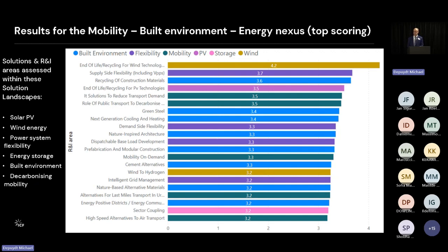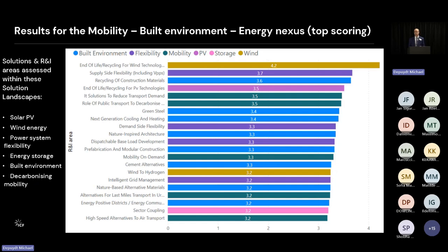But what you can see, and I hope maybe you can read it, the top is actually end-of-life recycling for wind turbines. So here, again, a longer-term perspective, wind turbines that were deployed in the 80s, 90s, huge growth over the last 10, 15 years. Those are going to end, they're going to be repowered, or they're going to be dismantled and recycled. What are we going to do with that?